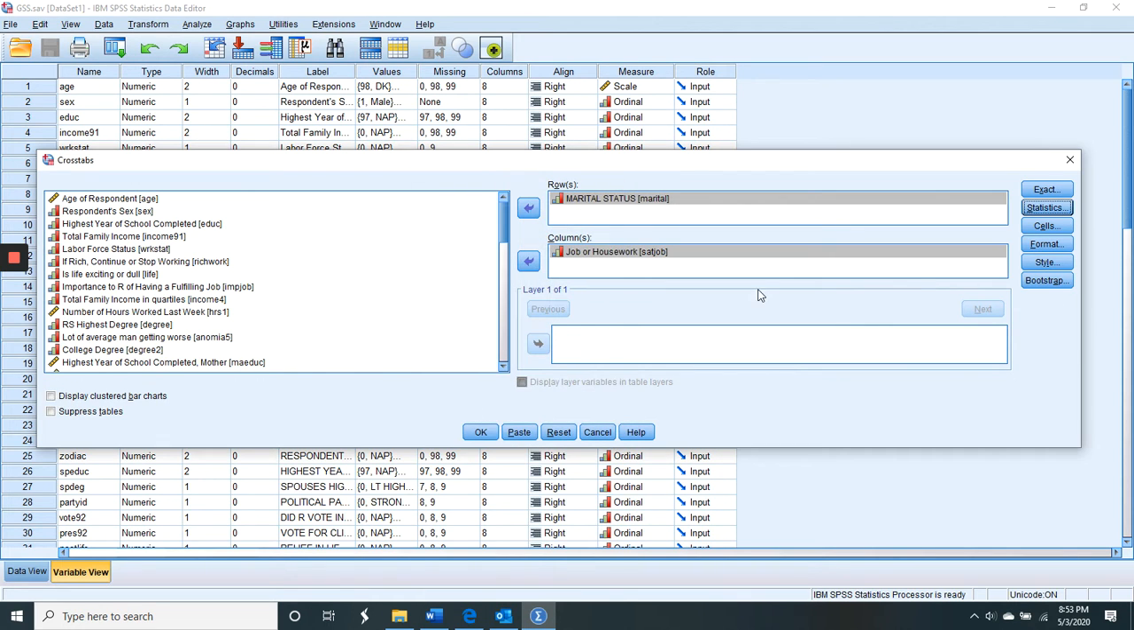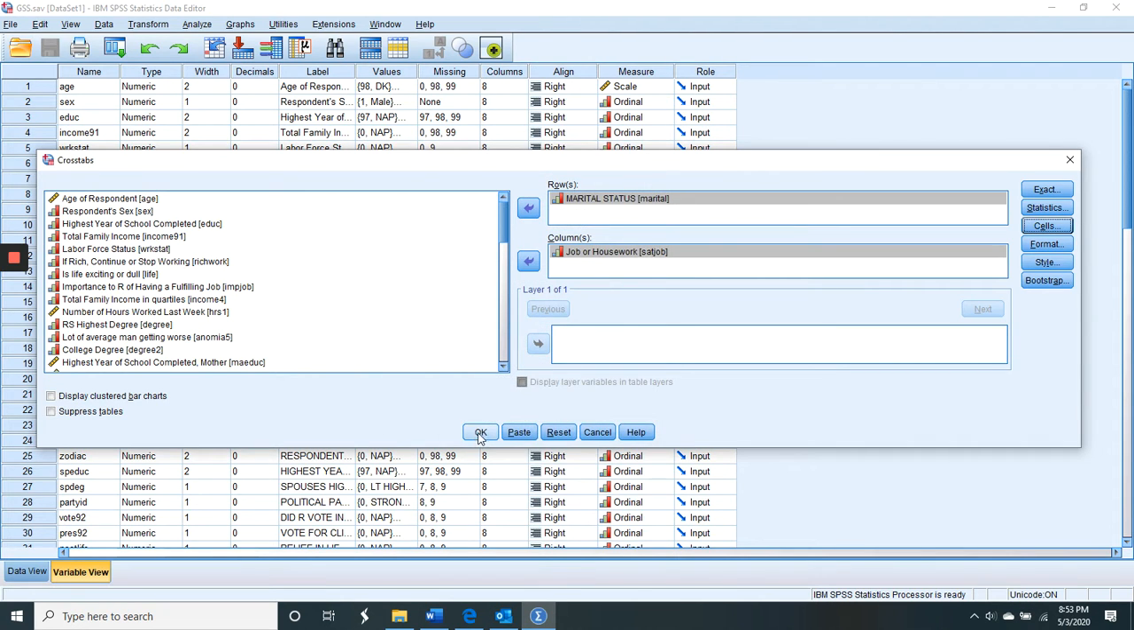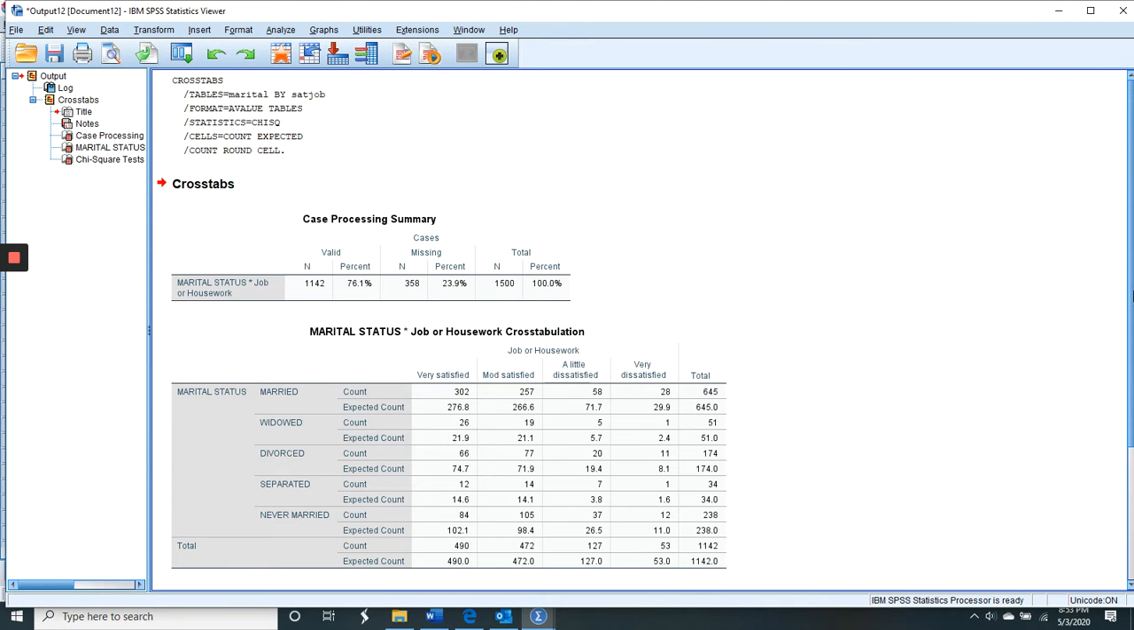And press continue. And to help us interpret the chi-square, it's good to have not only the observed values, but also the expected. So this is going to give us O and E for each of the cells. And then we just press OK. And I did it right.